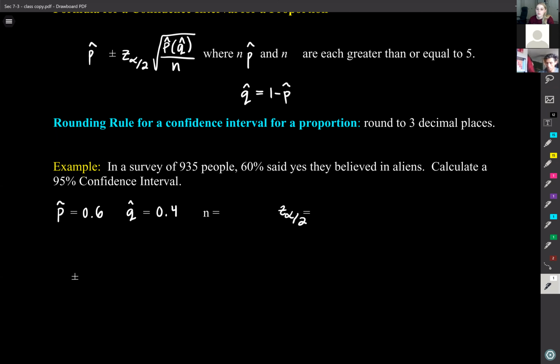This also probably rings a bell to the binomial distribution. And then we have n, which is the size of our sample. This survey was 935 people.